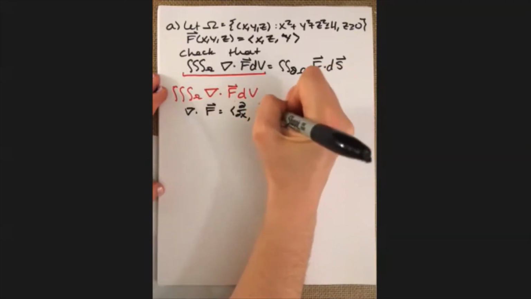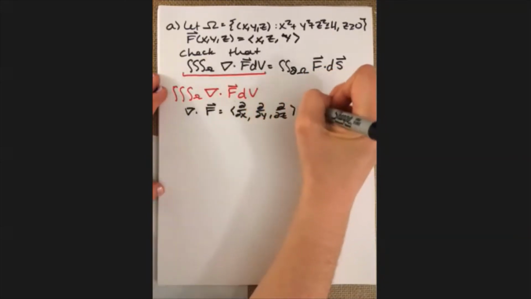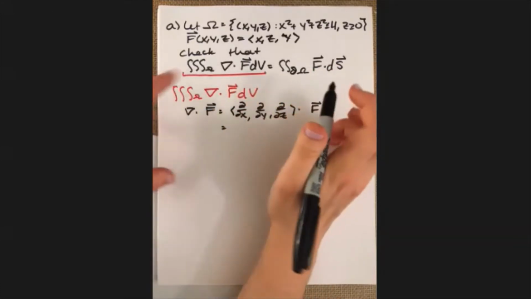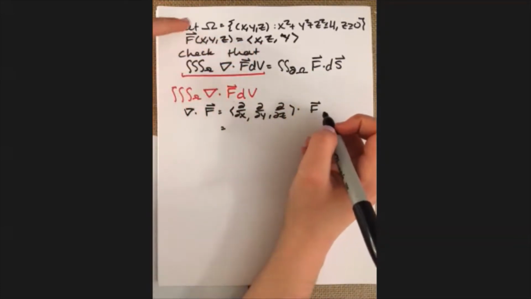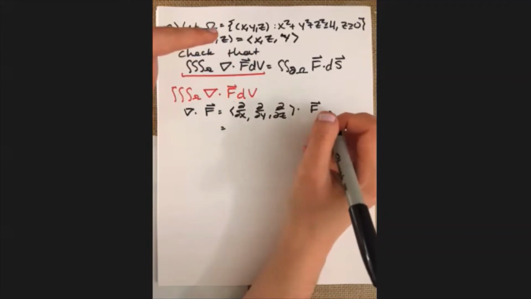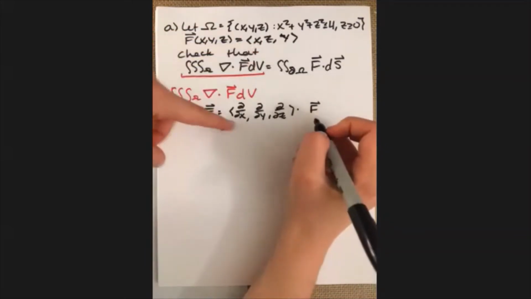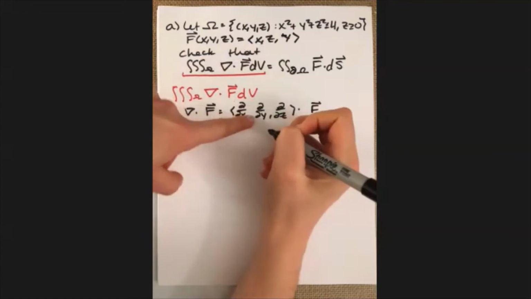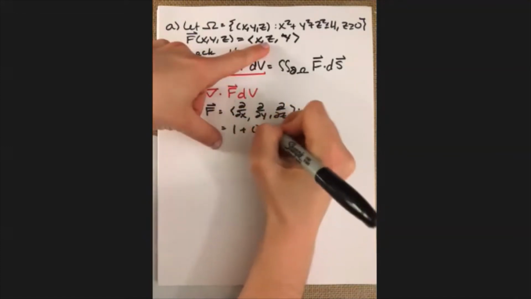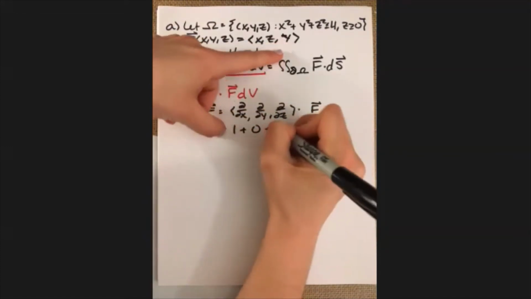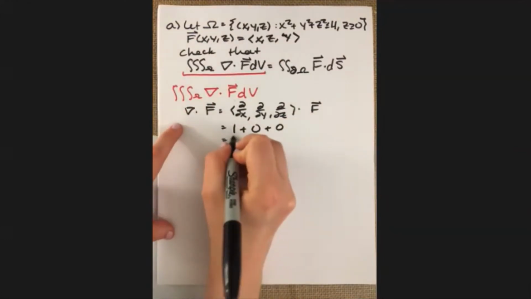We're not really taking the partial derivative yet or anything. And we dot that with f. So this is going to be equal to the partial with respect to x of x, which is 1, the partial with respect to y of z, which is 0, and the partial with respect to z of y, which is equal to 0. So that's just equal to 1.